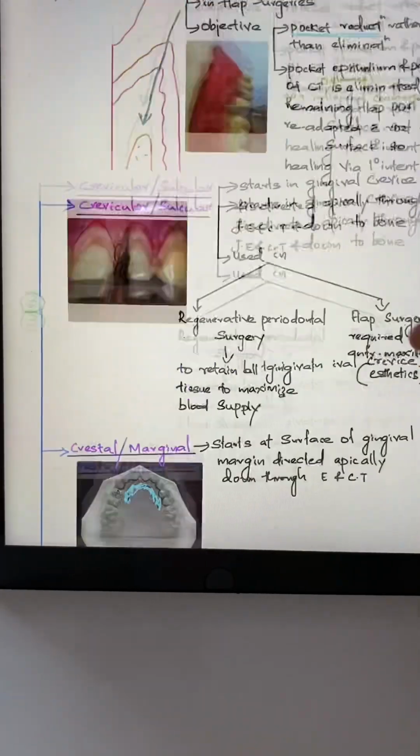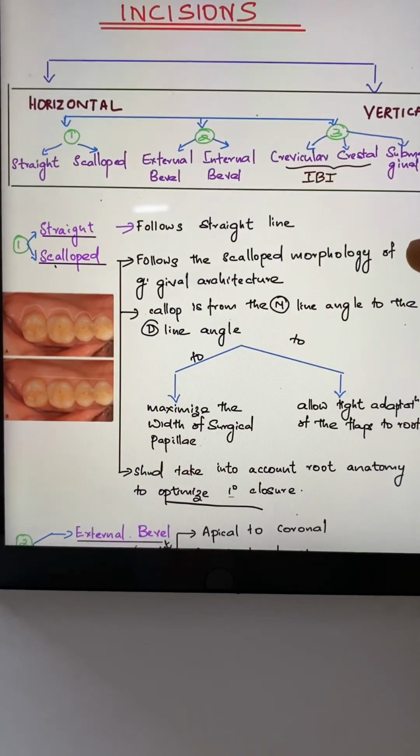So this is all about incisions. I hope you all are clear about this.